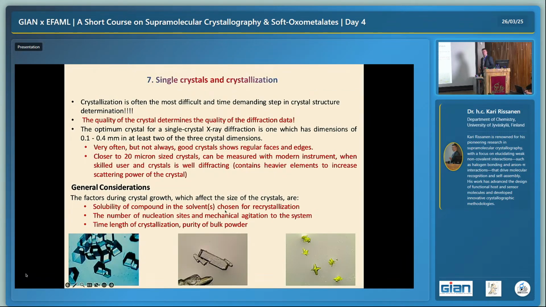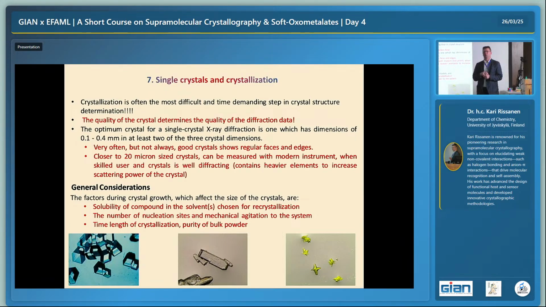Okay, ready to start. Good morning, everybody. So we are now moving out from the theory part to more practical things. We will focus on crystals. The first lecture is about that, and the second lecture will be a walk through how we do the work with the computer.